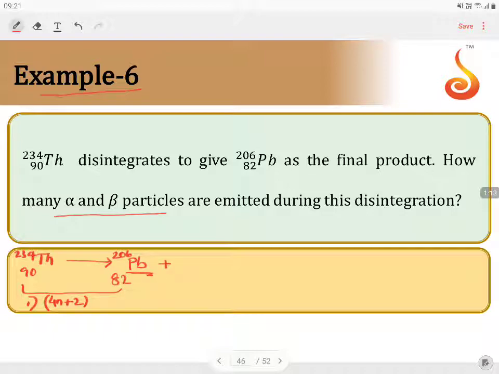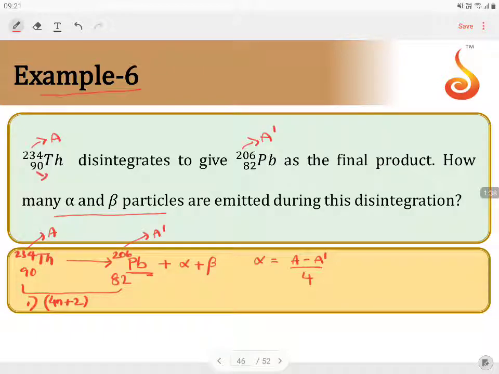So there will be some alpha and some beta coming out. How do we get alpha and beta? Number of alpha is equal to A minus A dash by 4. This is the formula, where 234 corresponds to A and 206 corresponds to A dash. Again, I am repeating, 234 corresponds to A, 206 corresponds to A dash.